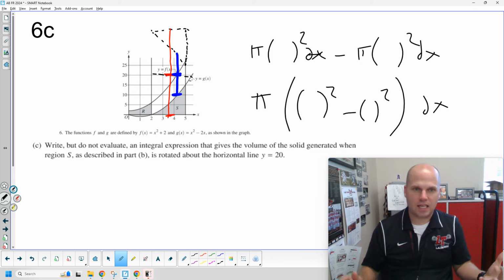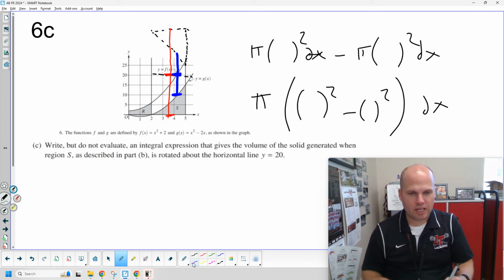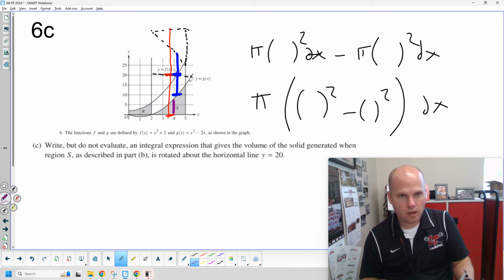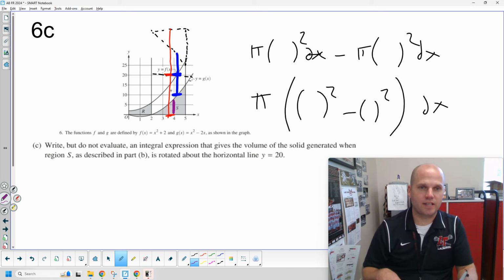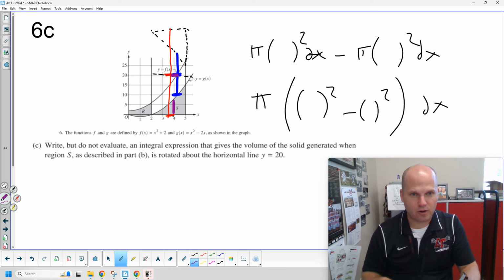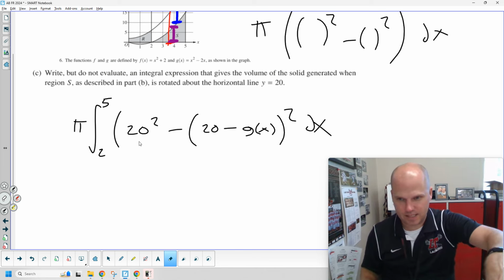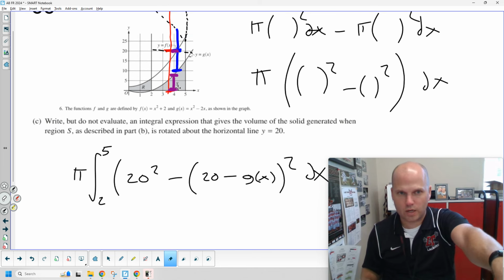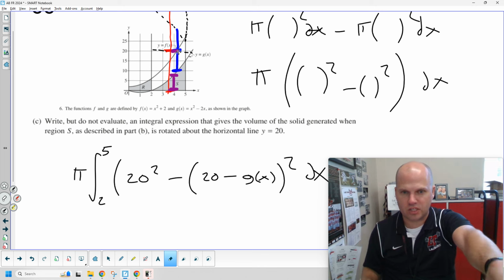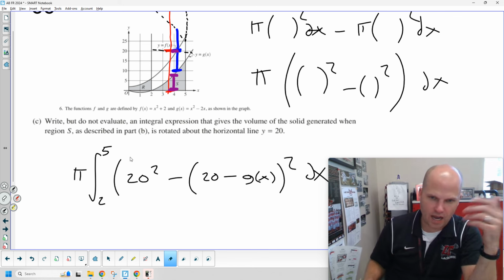This is the key. The other way to think about it is using one rectangle, which spun creates a washer, and you have the outer radius of the washer and you have the inner radius of the washer. You did not have to evaluate this. This is it. The outer radius is 20 minus 0, consistently, the inner radius is 20 minus g of x, 2 to 5 times pi.